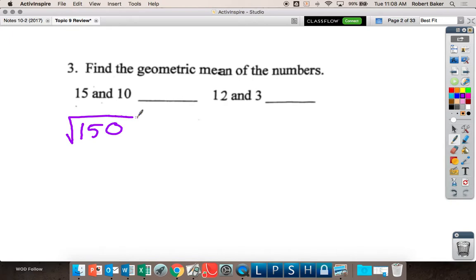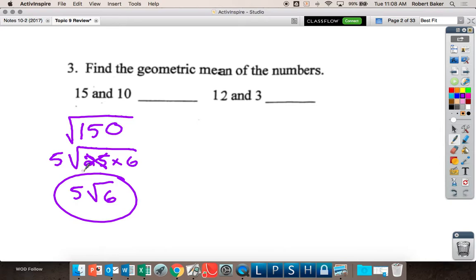Student response, Aaron. 25 and 6. 25 and 6 is a great option. I can do 150 is the same thing as 25 times 6. Now, I can take square roots independently now. What is the square root of 25? 5. Can I take the square root of 6? No. So your answer is simply 5 square roots of 6. That is the geometric mean of 15 and 10.